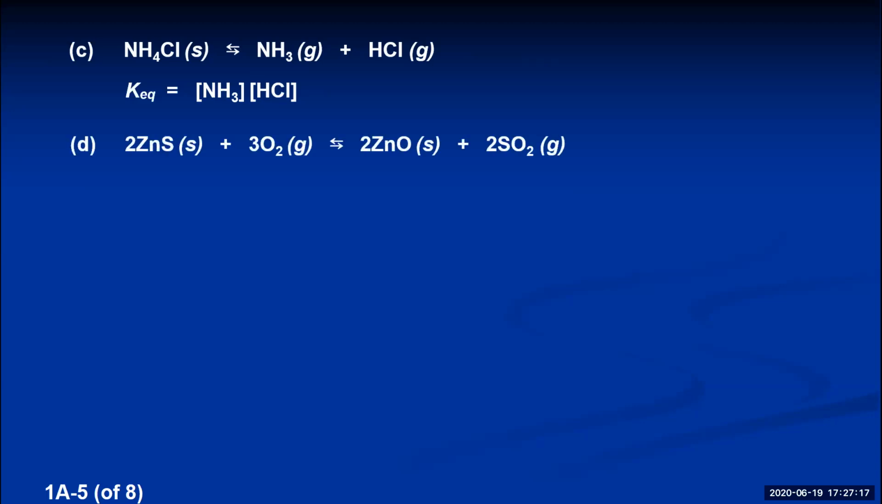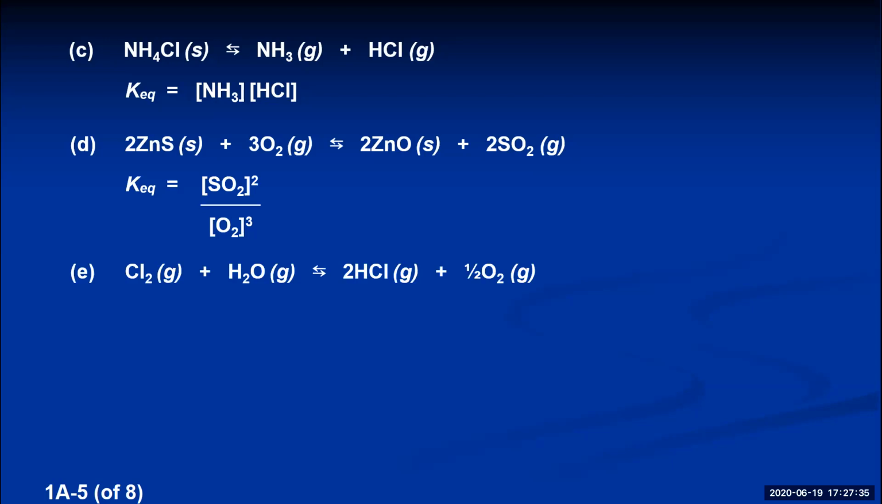In D, we have two solids. So the zinc sulfide on the reactant side and the zinc oxide on the product side are left out of the expression. And so therefore the equilibrium constant expression will be the concentration of SO2 squared divided by the concentration of O2 cubed.